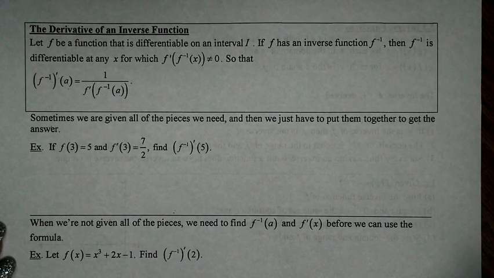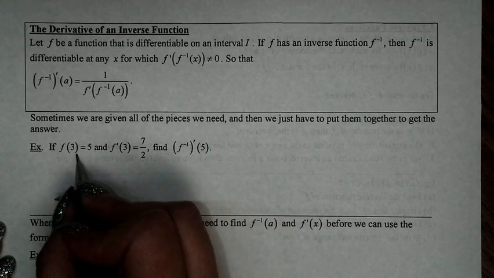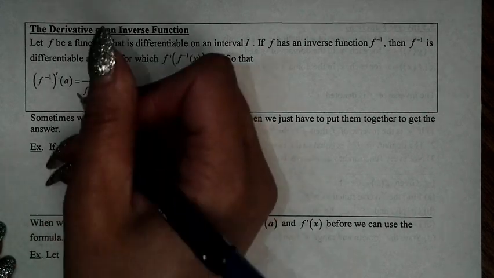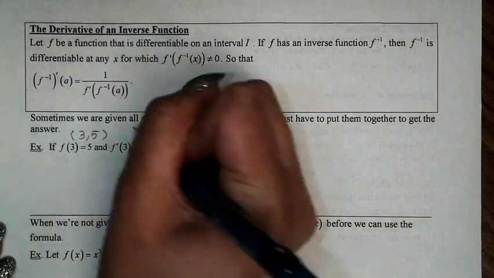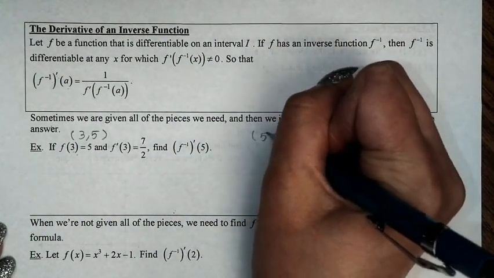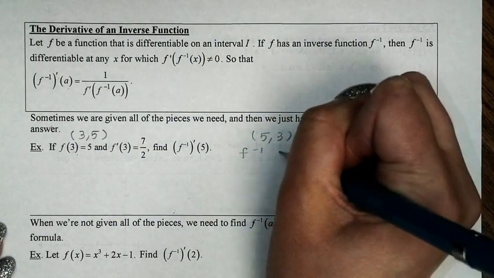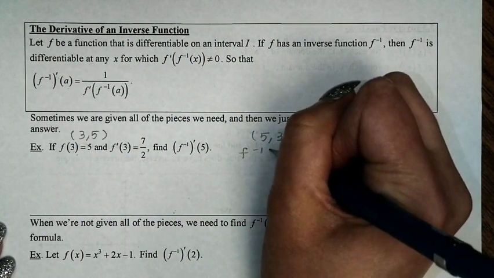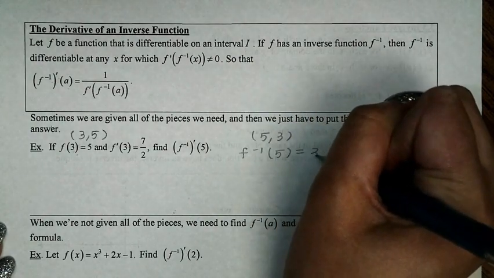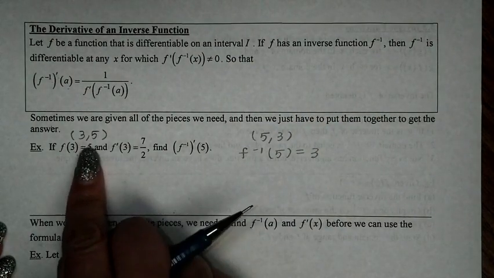So in this question, they tell you f of 3 is equal to 5, and f prime of 3 is equal to 7 over 2. Find f inverse prime of 5. So what are you going to do here? First of all, you are like, how in the world do I start this problem? They gave you that f of 3 is 5, so you have the point (3, 5). You know that the inverse must have the point (5, 3). Summarizing this with the notation that you learned back in Algebra 2, we know that the inverse of 5 is going to be 3, because that's what we have from here.